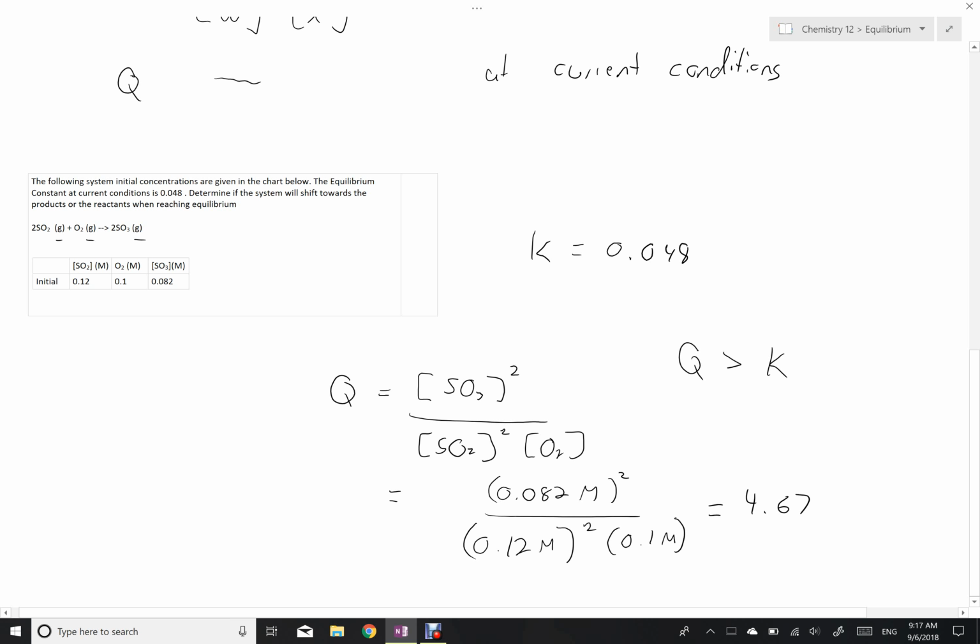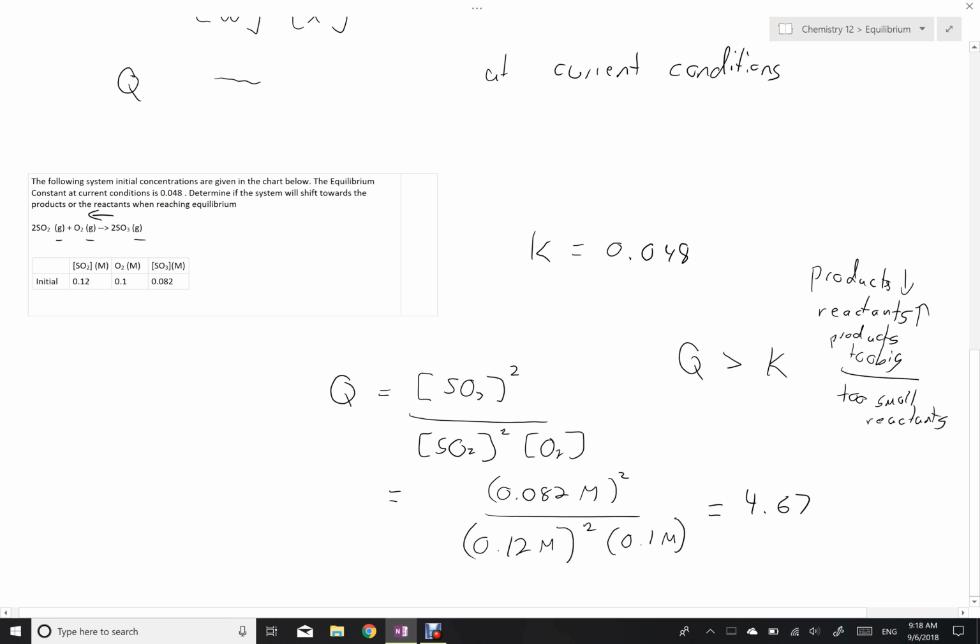That means my numerator, or my top part, is too big. Or you can say your bottom part, or your denominator, was too small, which means we need the products to go down because they're on top. Or you could say we need the reactants to go up because they're too small. What that means then is for this reaction, the backwards reaction will be favored.